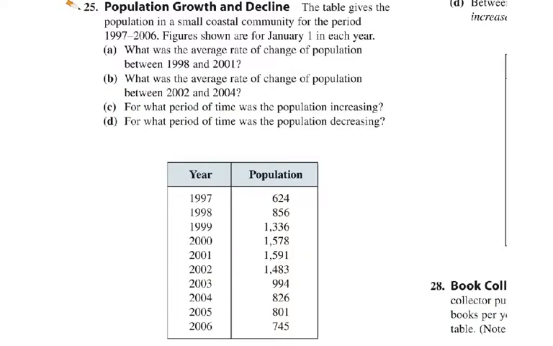How about if I want to find average rate of change from a table rather than a graph? This table gives the population in a small coastal community for the period of 1997 to 2006. Figures shown are for January 1st of each year. What was the average rate of change of population between 1998 and 2001? So here's 1998, here's 2001. When you find the average rate of change, since you're using the slope formula, you need to know which one's the input and which one's the output. This is going to be your x and this is going to be your y. So we're really using the ordered pairs.